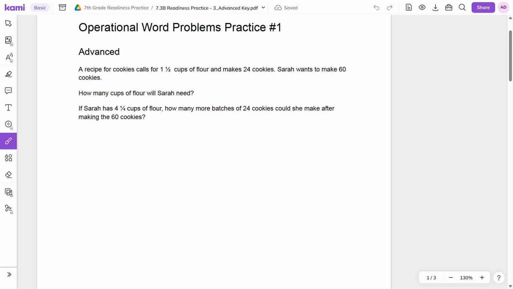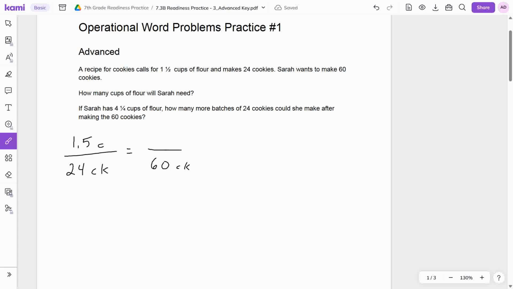So we've got a recipe that calls for 1.5 cups of flour, I'm going to put 1.5 C, makes 24 cookies. And I'm going to make that a CK. Sarah wants to make 60 cookies. Okay, so I'm going to set up a proportion here. We need to make 60 cookies. How many cups of flour will she need?